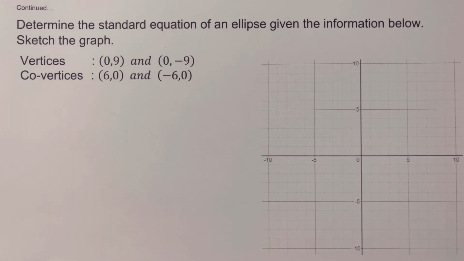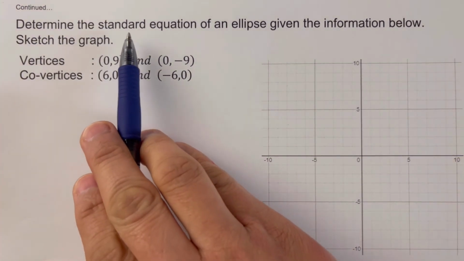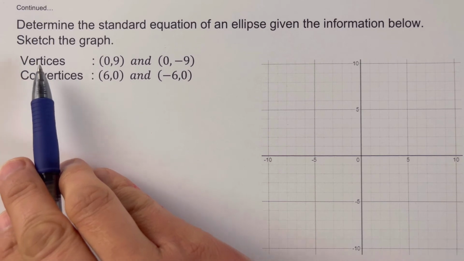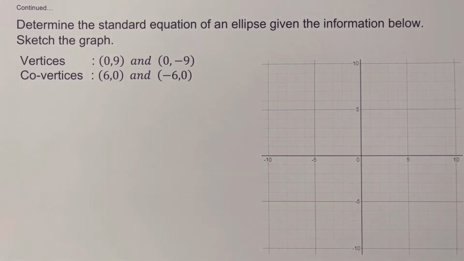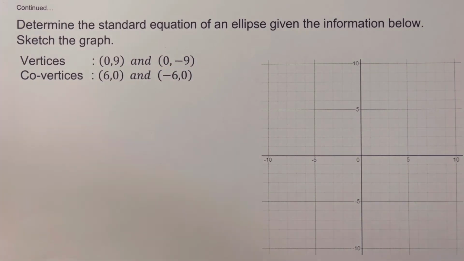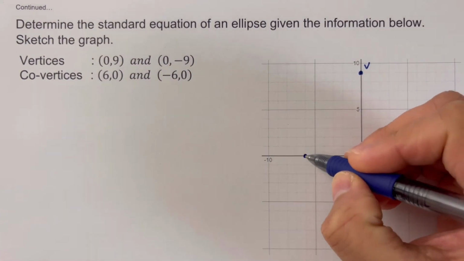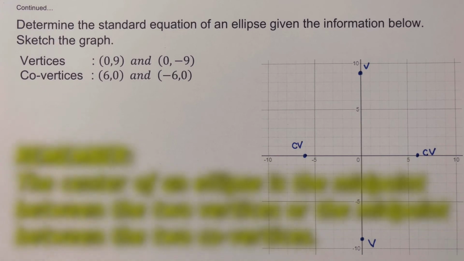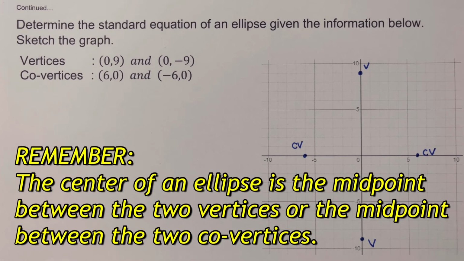Okay, so we go over the problem here. We're supposed to determine the standard equation given the vertices and the co-vertices of that ellipse. I'm going to go ahead and plot these 4 points on the graph. Okay, now we remember that the center of an ellipse is the midpoint between the two vertices, or the midpoint between the two co-vertices. So I'm going to go ahead and trace the center here.